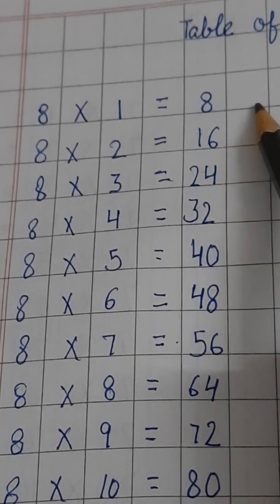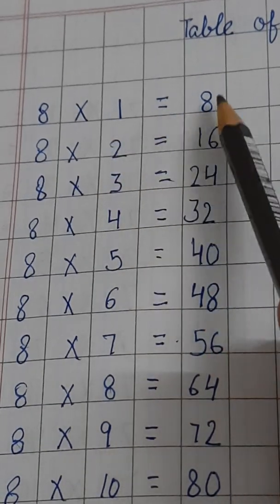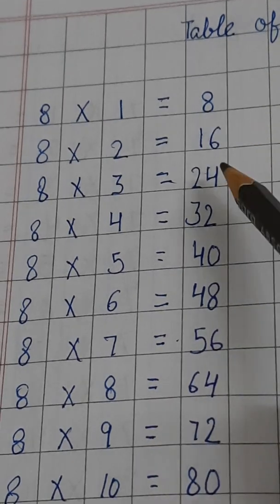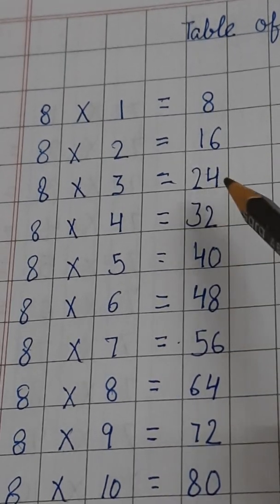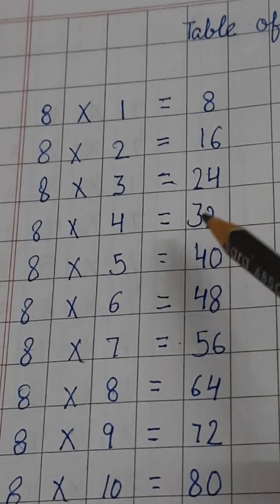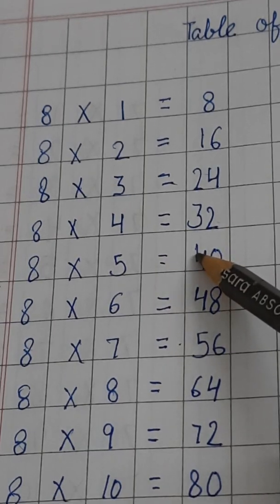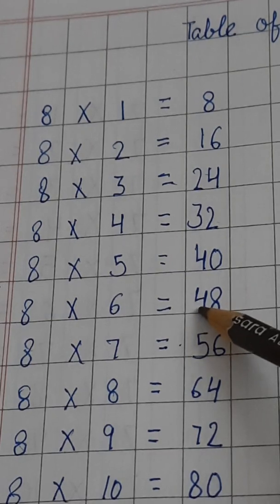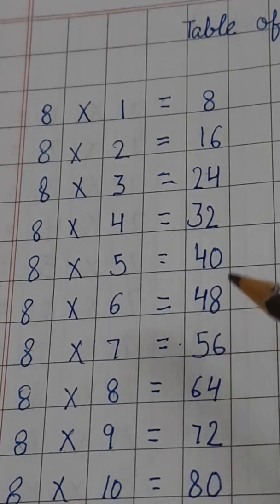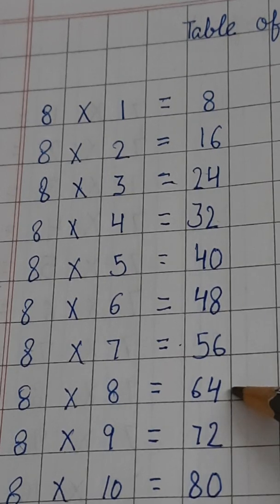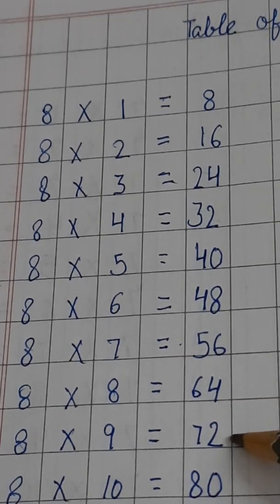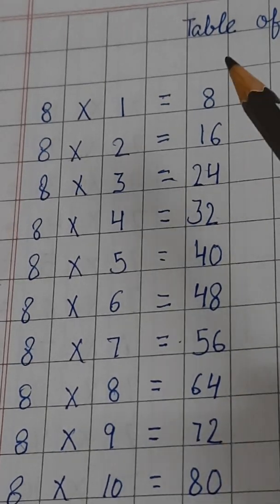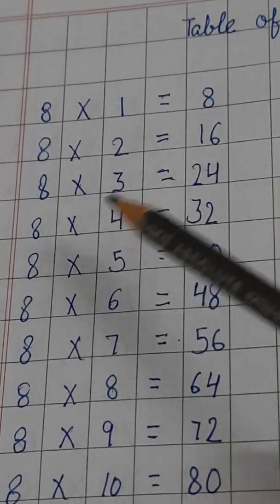Now children, we will revise the table of 8. So please repeat after me. We will revise this table twice. 8 1 are 8, 8 2 are 16, 8 3 are 24, 8 4 are 32, 8 5 are 40, 8 6 are 48, 8 7 are 56, 8 8 are 64, 8 9 are 72, 8 10 are 80.